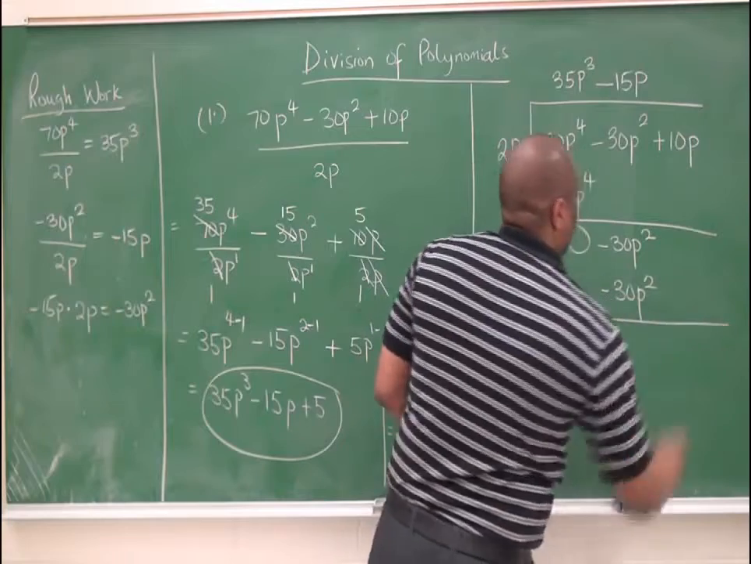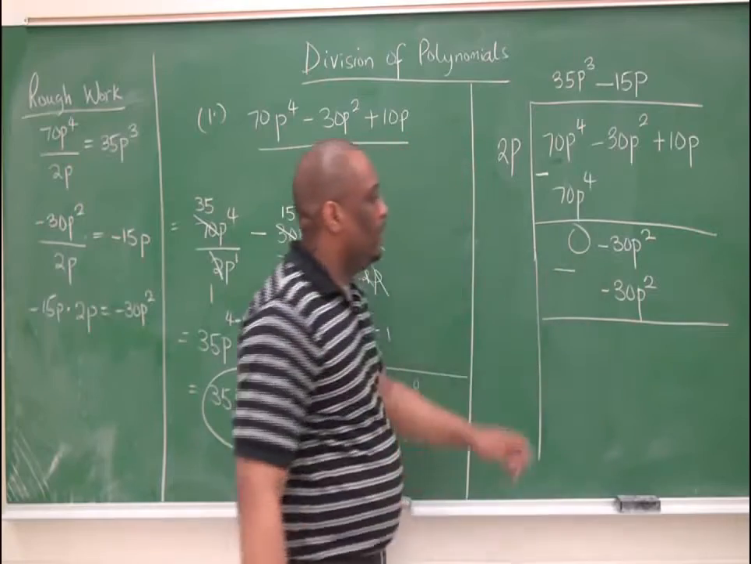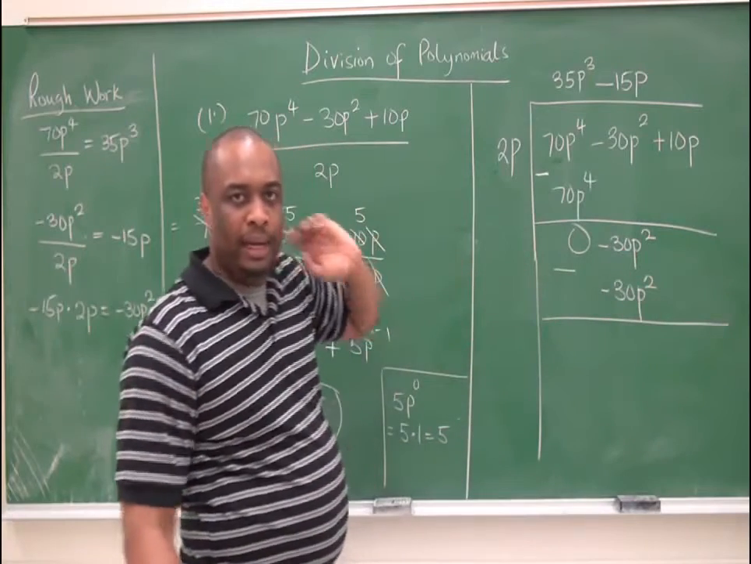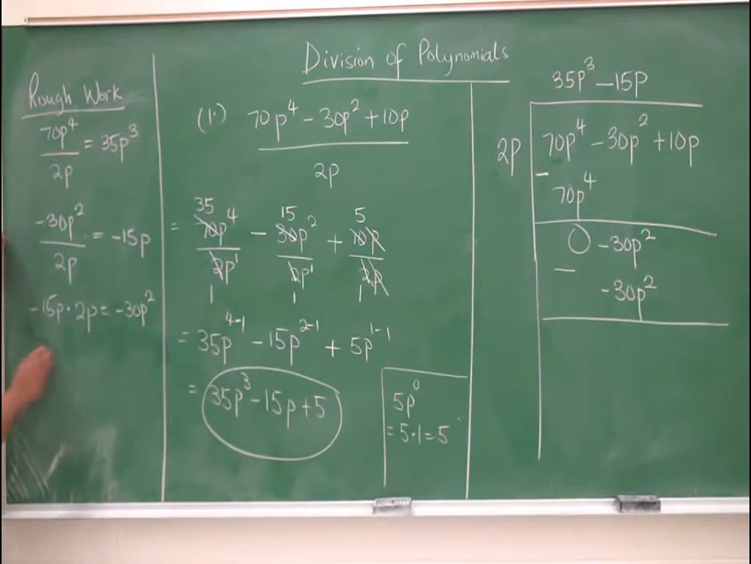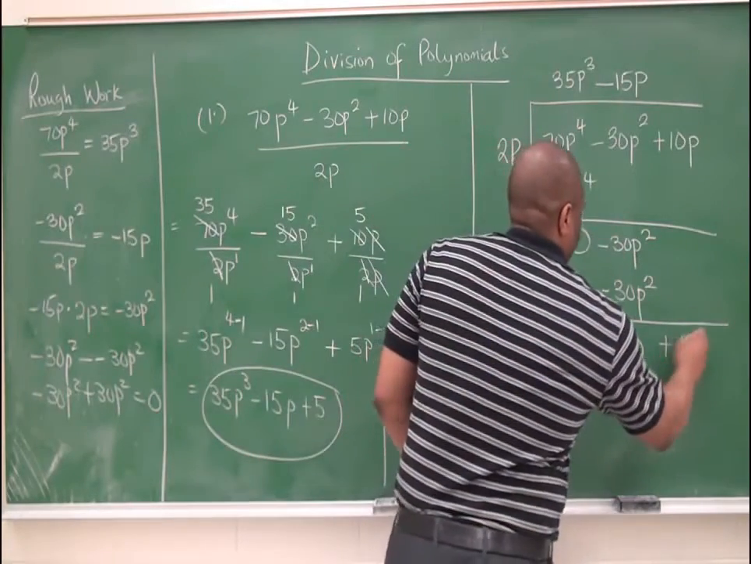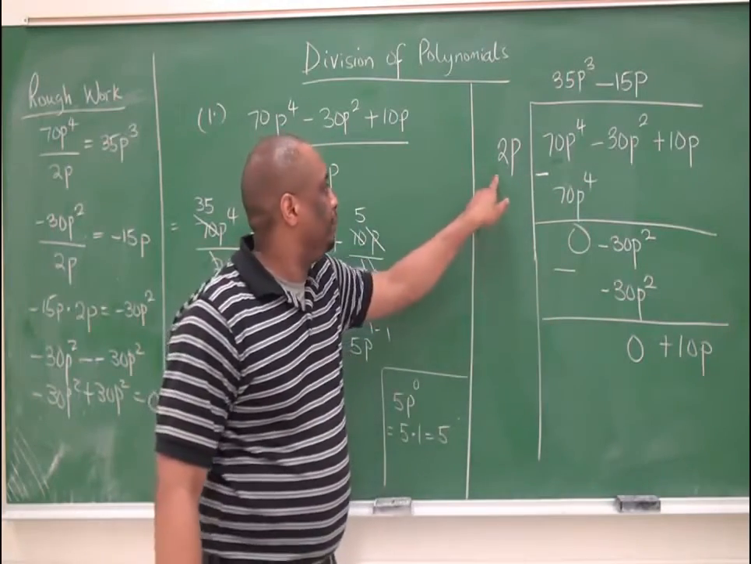Now this process will be good when we do division by binomials. It's going to be good. So this is still minus. So this is minus 30p squared minus minus 30p squared. Right? And that gives us plus. If we do minus 30p squared minus minus 30p squared, these two negatives give you a positive. So this is minus 30p squared plus 30p squared, and this gives you 0. So this is 0, and then after that you bring down plus 10p. And then you now do 10p divided by 2p.